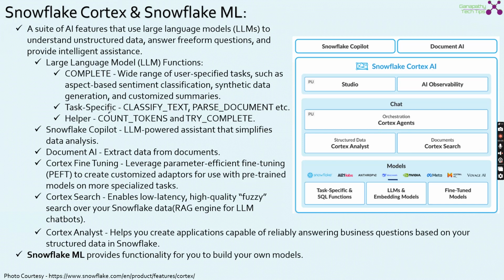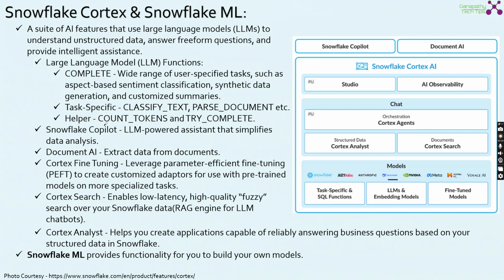Next type is the task specific function, where you can use classify text, parse document kind of task specific functions. These are all self explanatory. If you see classify text, when you give the text it will automatically classify it. When you give the document it will automatically parse the document and generate the vectors for those documents. All these things can be done using task specific functions.